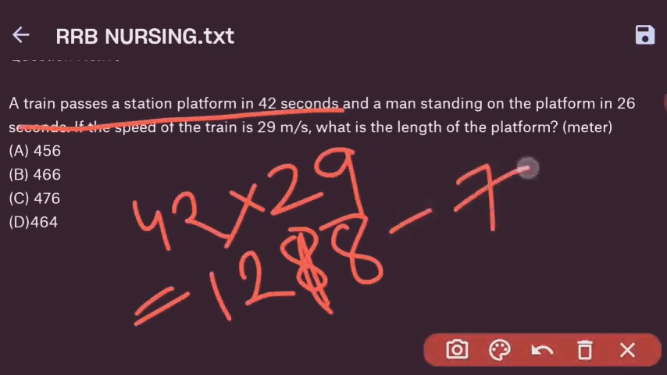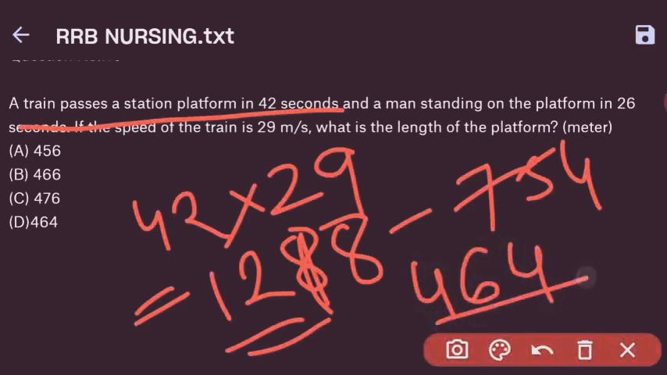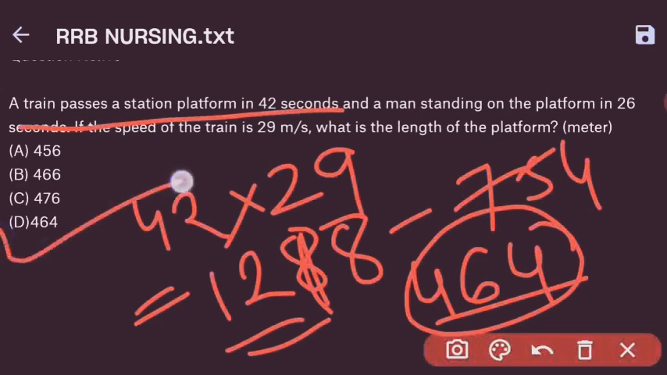And the length of the train is 754. So indirectly we get the idea about the length of the platform, because length of platform is equal to total distance covered by the train minus the length of the train. So when we calculate it we get the answer of 464. The length of the platform is 464. So here D is the right answer.